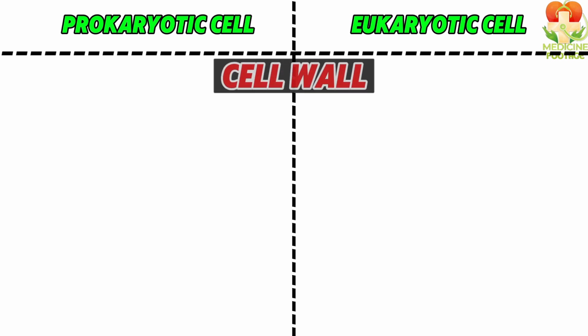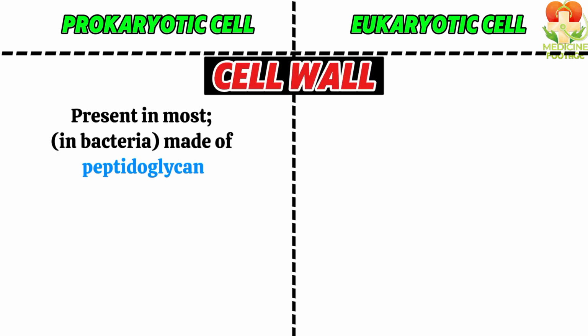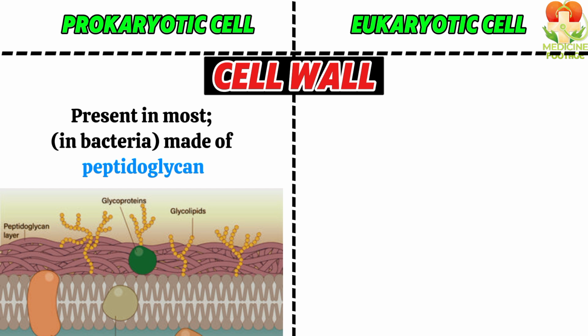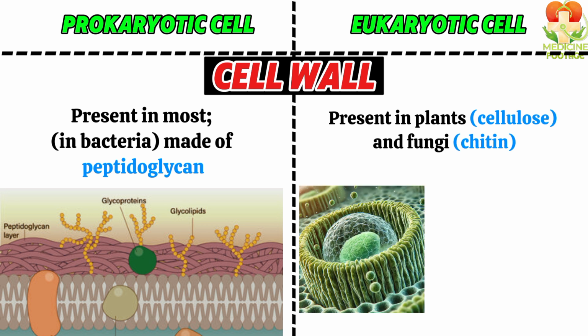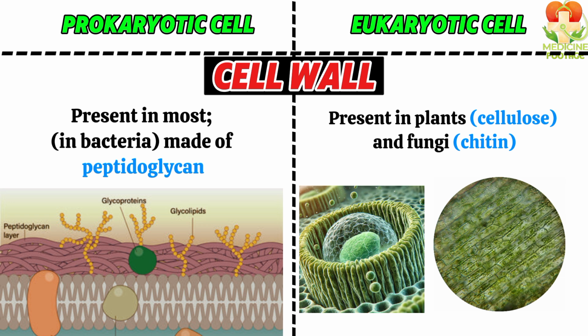Next, the cell wall. Most prokaryotes, especially bacteria, have a cell wall made of peptidoglycan. In eukaryotic cells, a cell wall is only found in plants and fungi. In plants, it's made of cellulose, and in fungi, it's made of chitin.